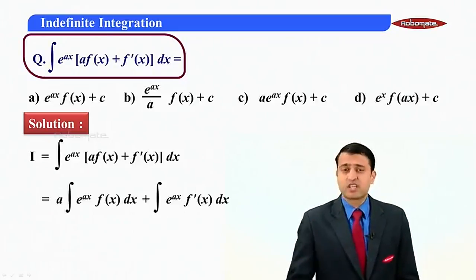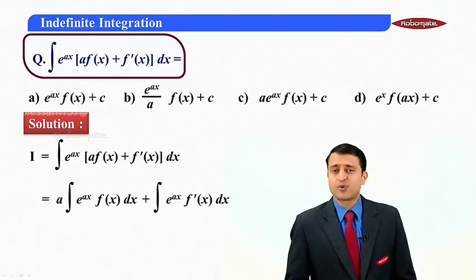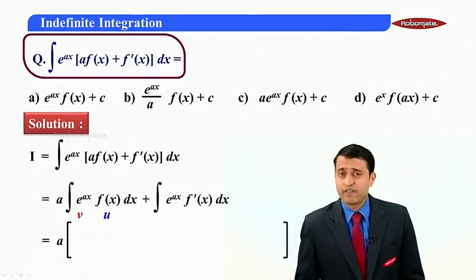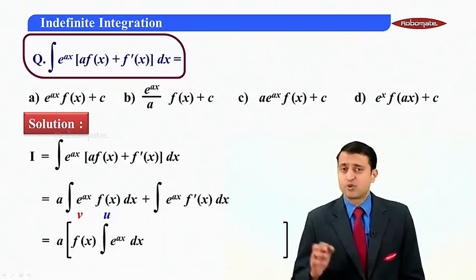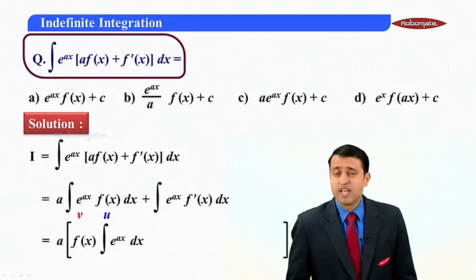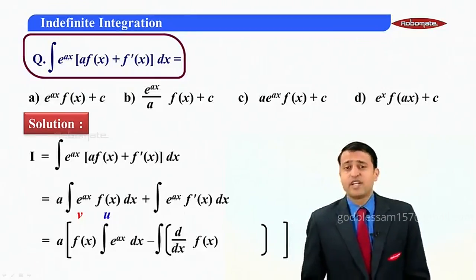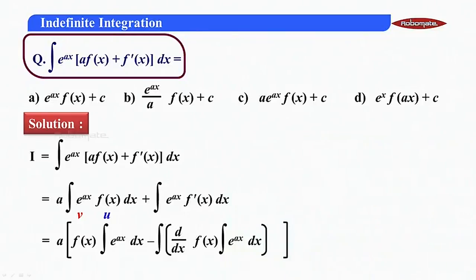Now in the first integral we will apply the u into v rule. Because we know the integral of e raised to ax, we will take it as v, and for u we take f of x. So as per the uv rule, we will have f of x integral e raised to ax dx minus the integral of d by dx of f of x times integral of e raised to ax dx, the whole dx, plus the second integral, which we keep as it is.